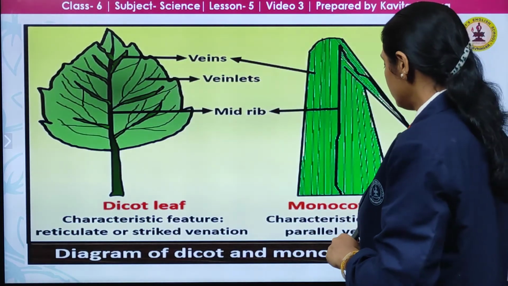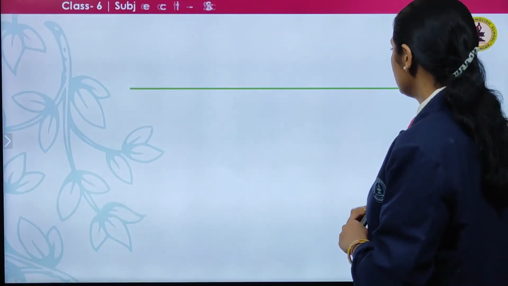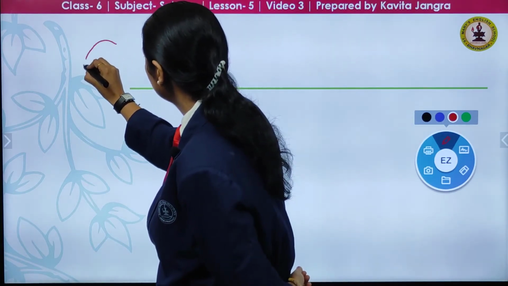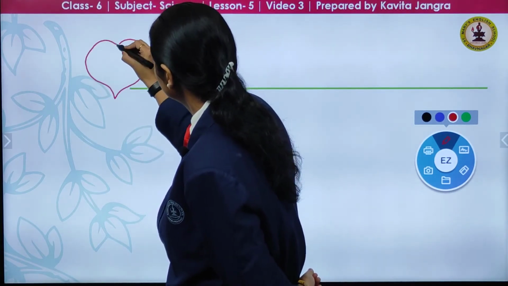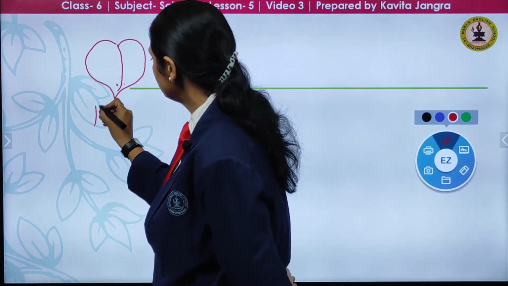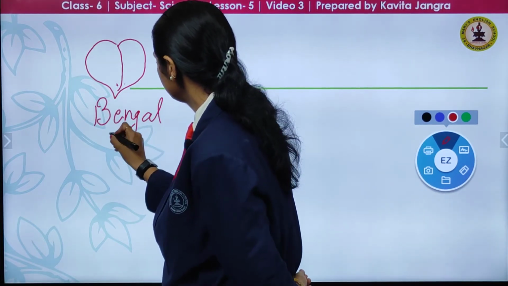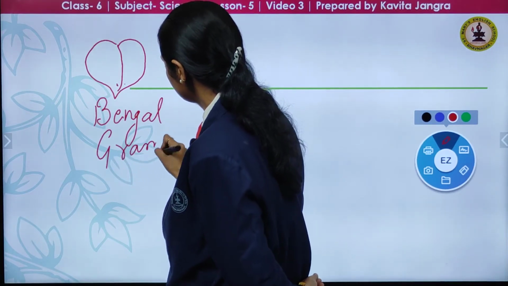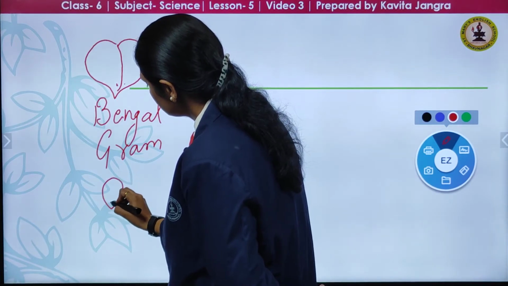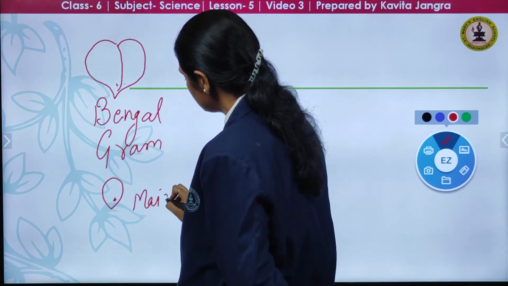Now you will ask what dicot and monocot are. Let me explain. Many of you have seen the seeds. This is a Bengal gram, and this is a maize seed.